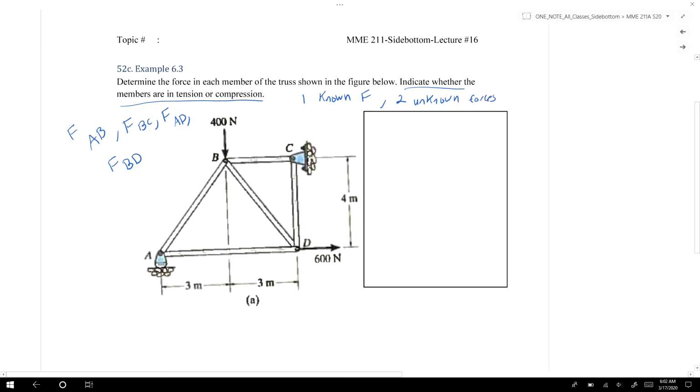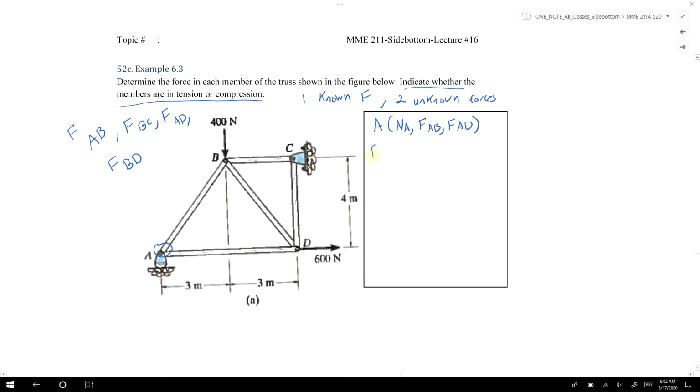All right, so if we just look at each joint one by one, we can start with joint A. Joint A has three unknowns. It has the normal force at point A, and then it has force AB, and it has force AD. So three unknowns, we can't use that.